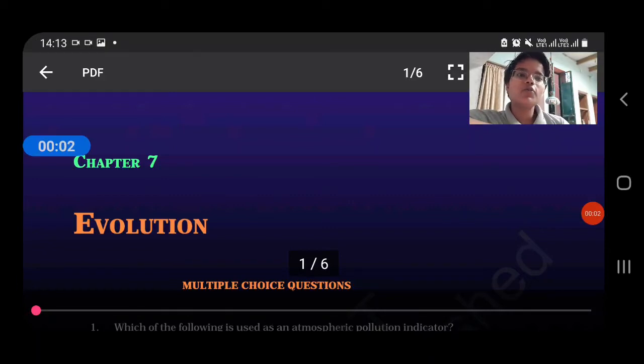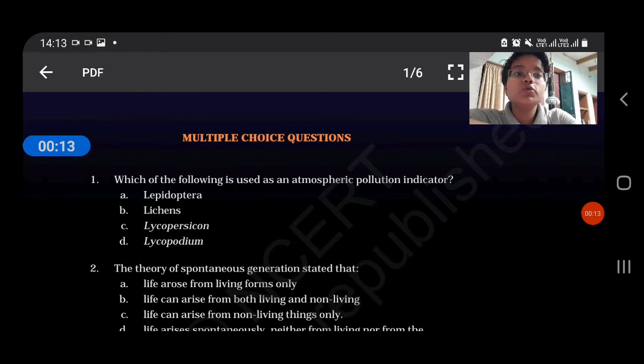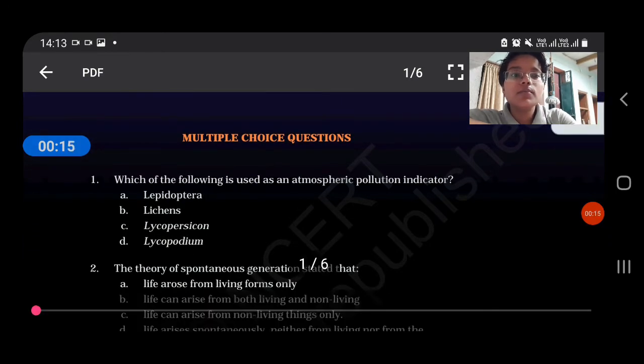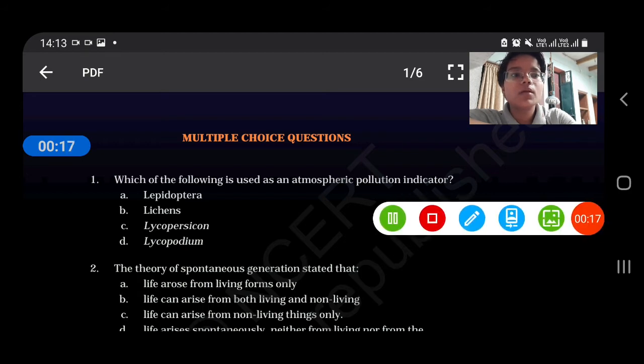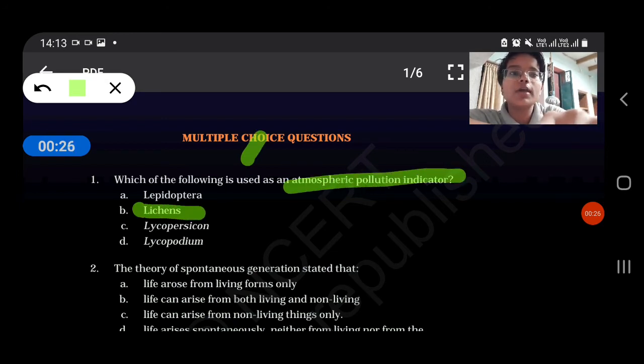Students, today we are going to do some MCQs from evolution, and it will be whole NCERT examiner. Okay, so let's get started. Which of the following is used as an atmospheric pollution indicator? As you already know, pollution indicators are lichens.